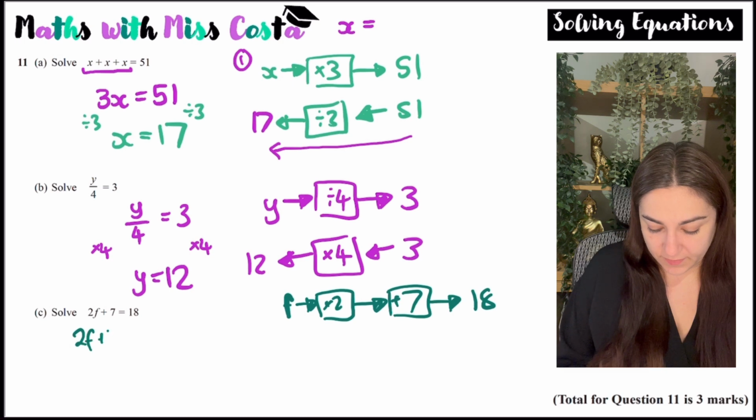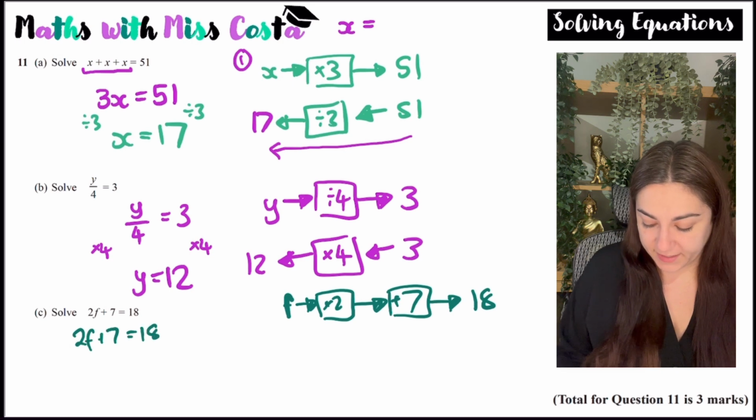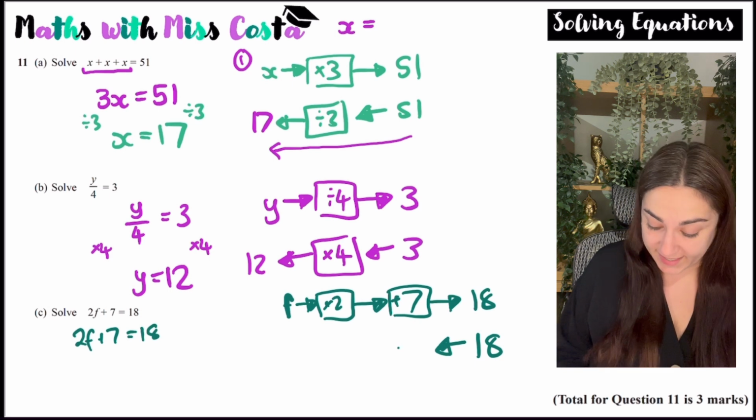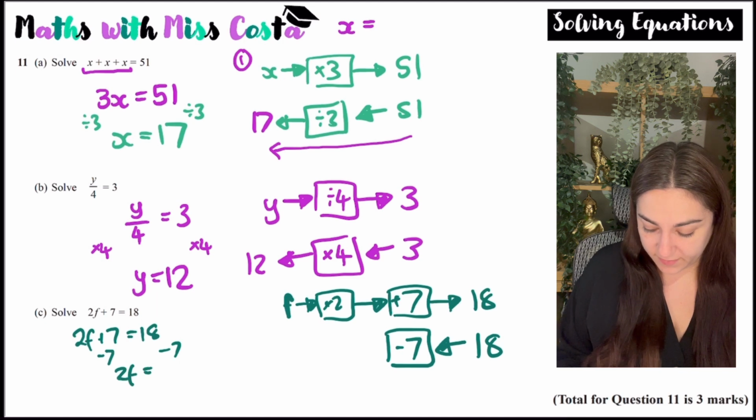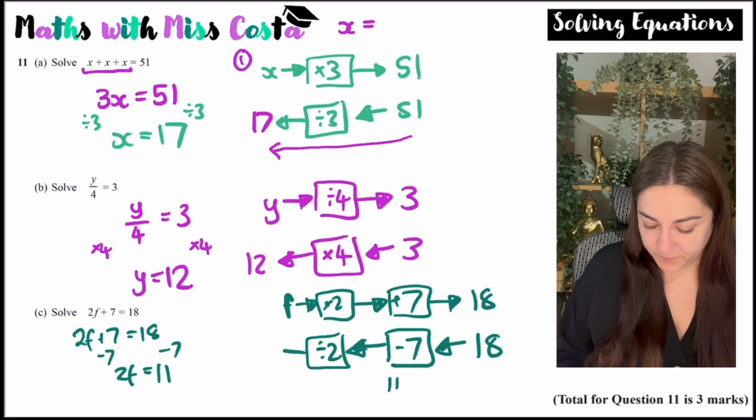So this reverse inverse function machine is going to tell me what I need to do. The inverse of adding 7 is taking away 7. So I know I subtract 7 from both sides and I'm left with 2f is 11. Once I've subtracted 7, I'm going to have to divide by 2, and 11 divided by 2 gives me 5.5.